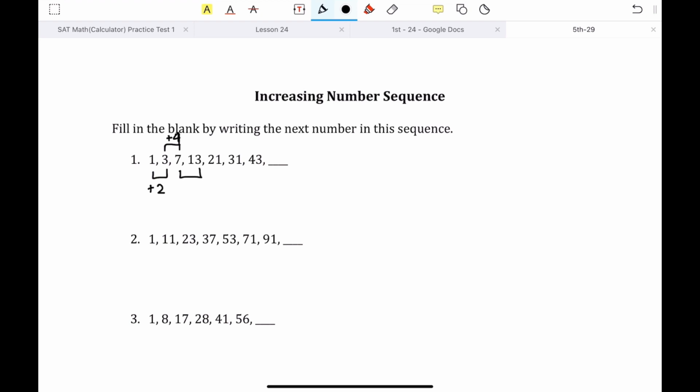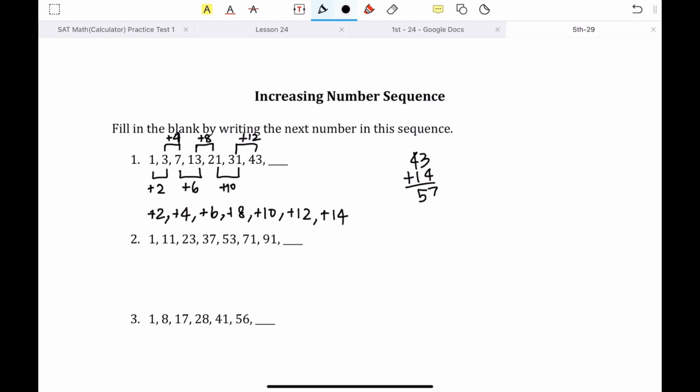Now let's get 13 minus 7. You should get a difference of plus 6, plus 8, plus 10. Now we can see it increases by plus 2, then plus 4, then plus 6, then plus 8, and then plus 10. And then the next difference here was plus 12. So you can assume the next one will be plus 14. So we're going to do 43 plus 14 to get the next number. You should get 57 for number 1.